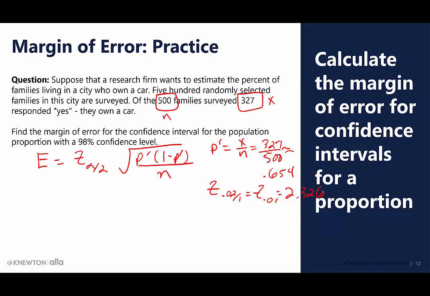Now we have all the information we need to calculate the margin of error, or the error bound for proportions, whatever they use. Here we go. Margin of error equals our z-score, 2.326, multiplied by the square root of p prime, which is 0.654, multiplied by 1 minus 0.654, over the sample size, which is 500.